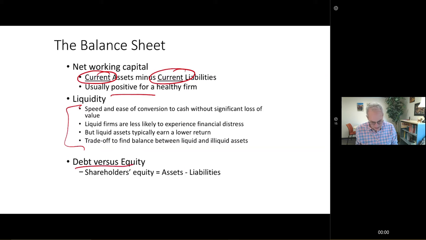This debt versus equity down here: shareholders' equity equals assets minus liabilities or debt. That's just a different way of expressing the balance sheet equation. Assets equal debt plus equity. As long as you know 2 out of the 3, you can always solve for the third one.